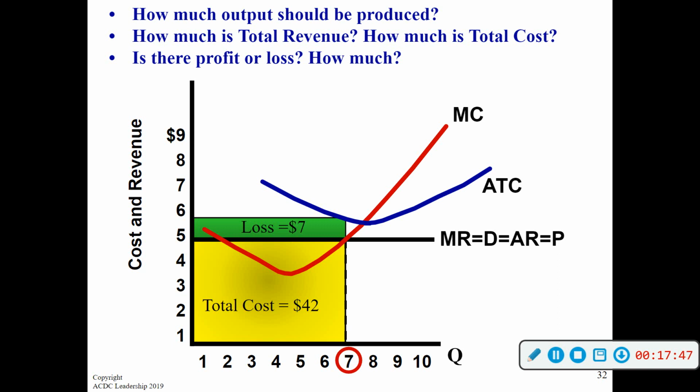So at any other quantity, you're going to lose more than $7. And so for this firm, even though they're not maximizing profit, they're minimizing their loss at this point, because at any other point they're going to lose more than $7. And so it's still the profit maximizing output, even though they're not earning a profit. Does that make sense? I think so. If not, just go with me on it.